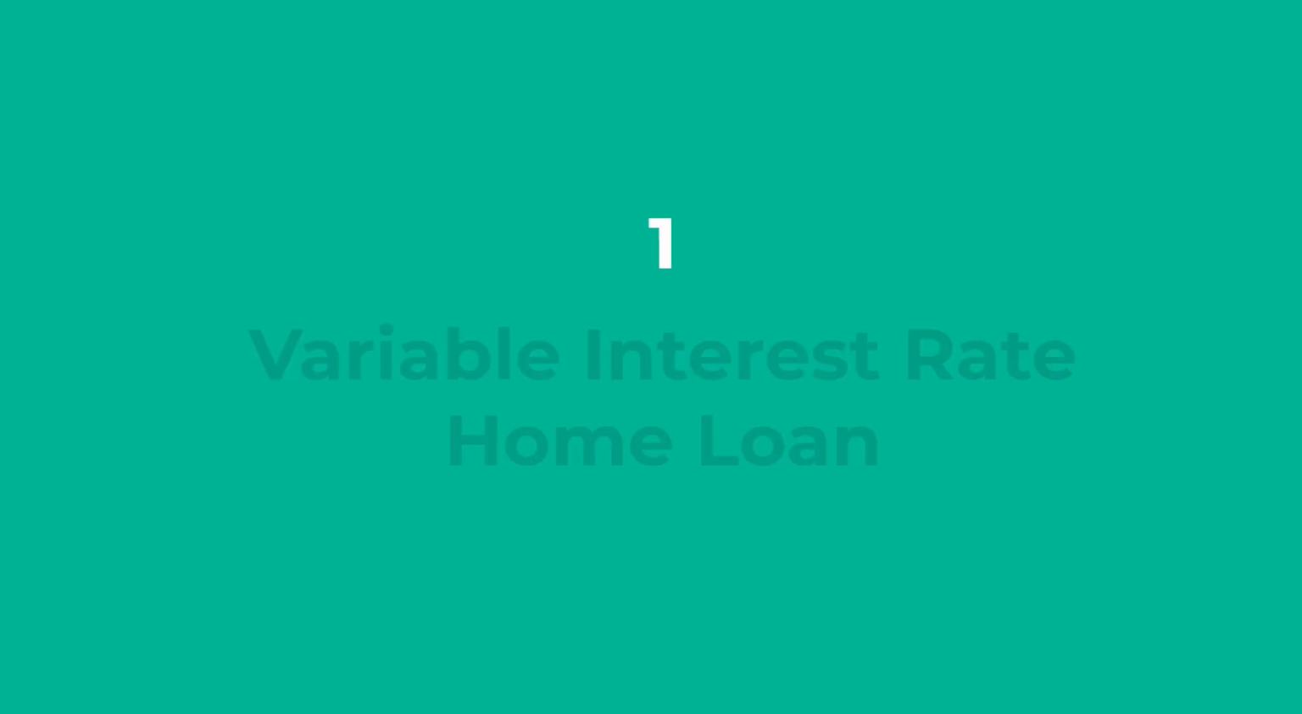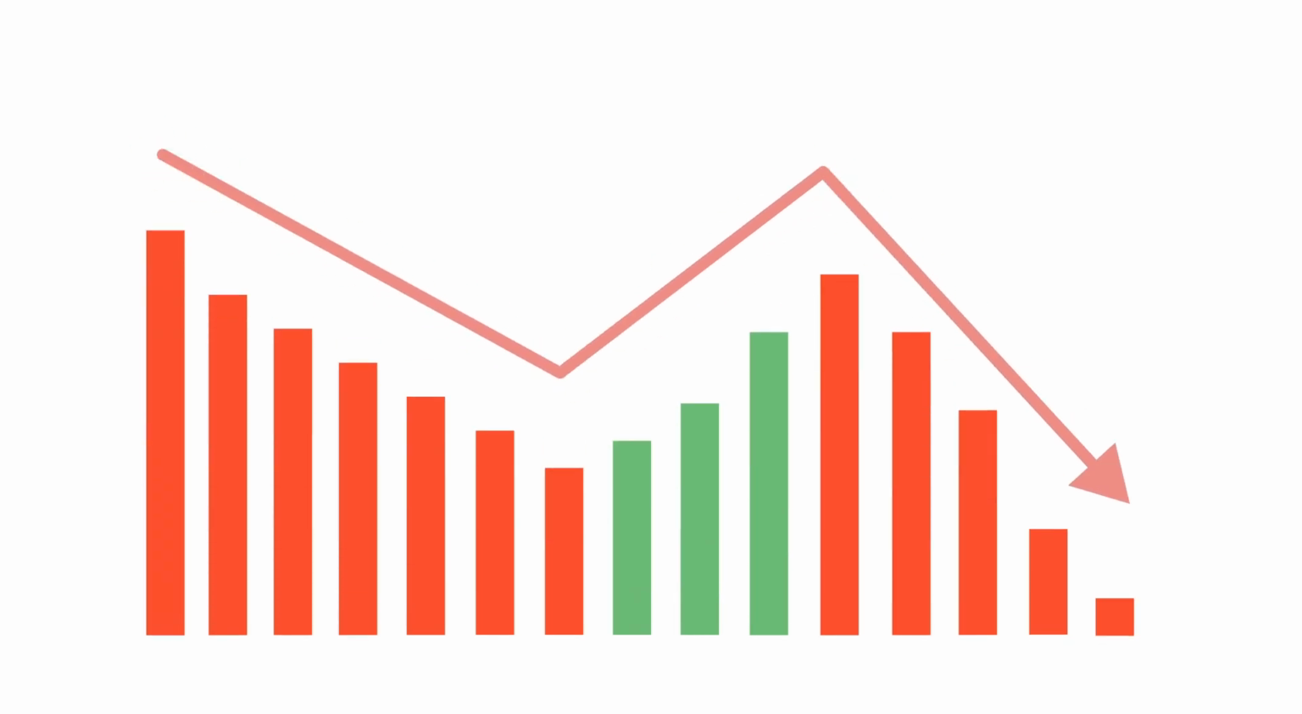Number 1, the variable interest rate home loan. With this type of home loan, your interest rate moves in line with the market. In Australia, this is usually influenced by the Reserve Bank of Australia. When the central bank of your country increases interest rates, your lender might adjust the interest rate that you pay as well. So when your cash rate goes up or down, your lender might adjust the interest rate that you pay too. Unfortunately, there's also a downside.